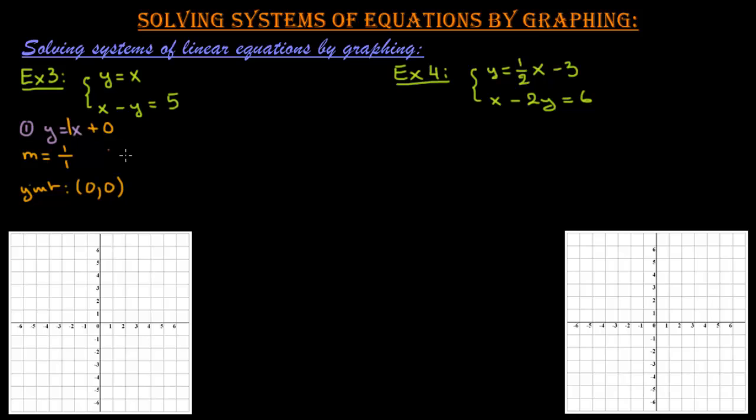So now let's graph this one. The point is 0, 0. And the slope is 1/1, so go up 1/1, up 1/1, and up 1/1. Then we connect all the dots together. We have the line looking like this.